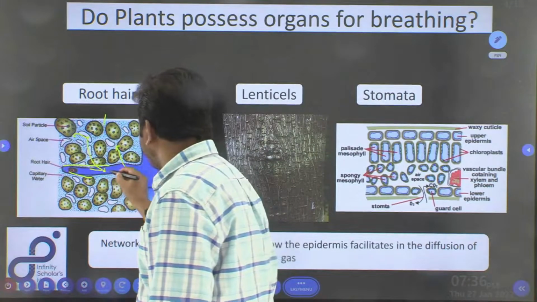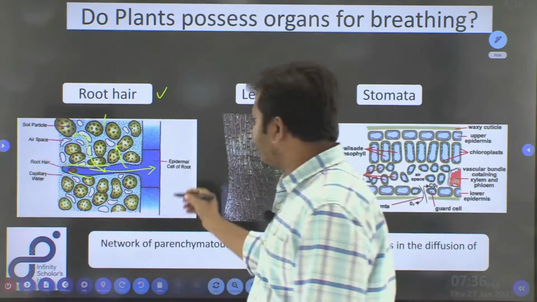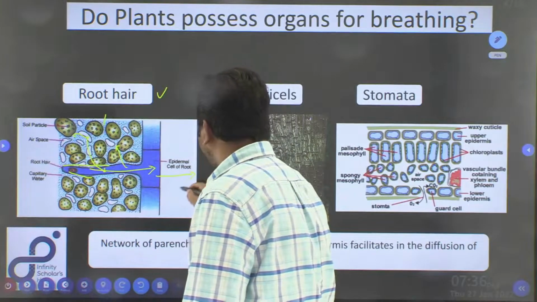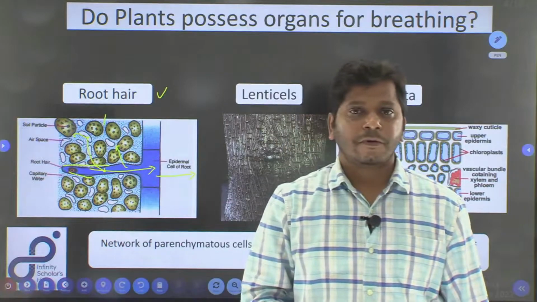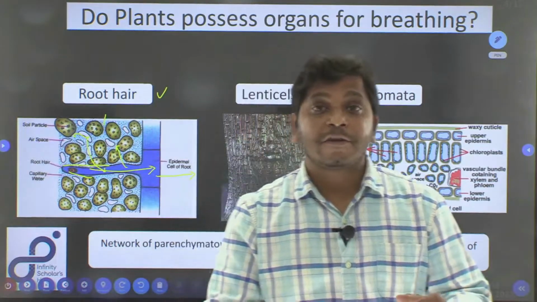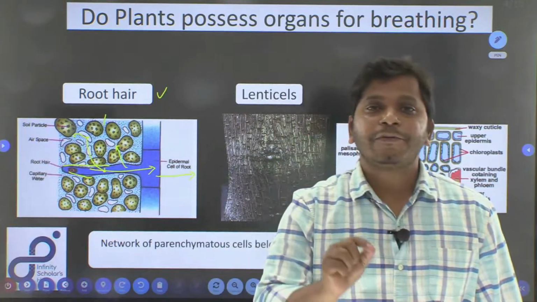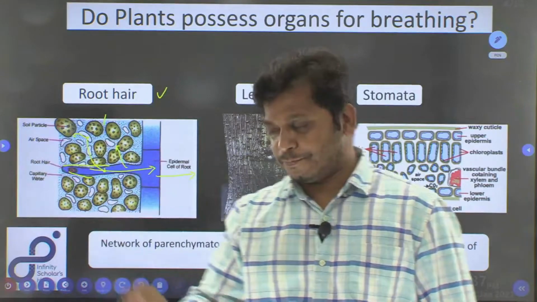And from here, they will come to the epidermal cells, and from the epidermal cells, they will diffuse into the internal parts of the root system. The internal parts of the root system consist of parenchymatous cells, which are loosely arranged, so diffusion of gases is much easier.